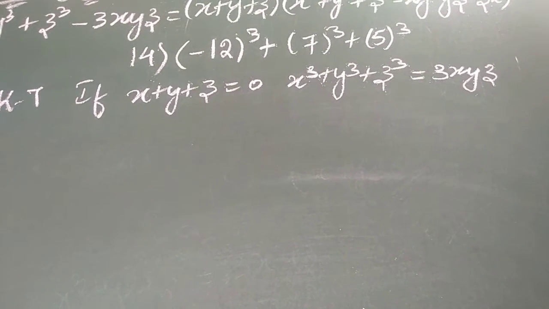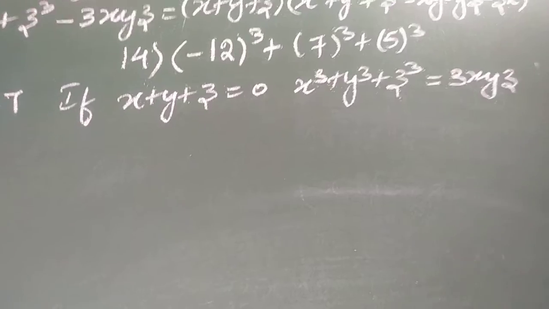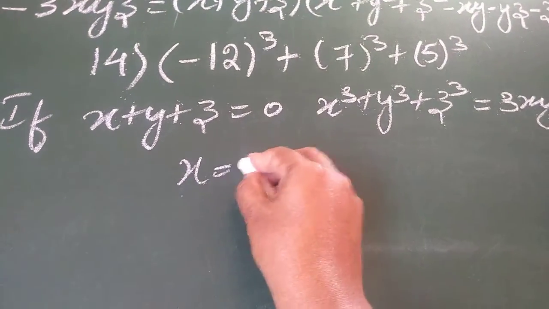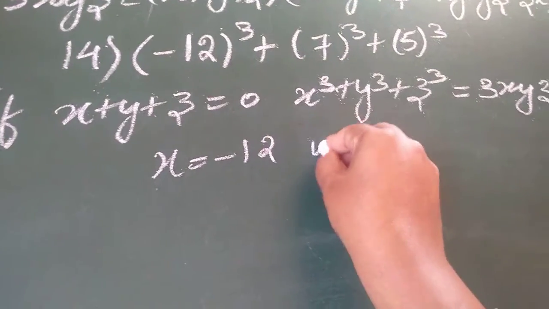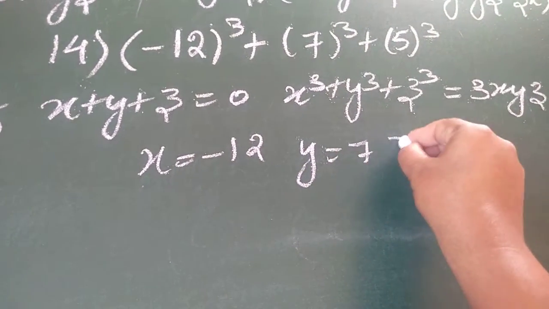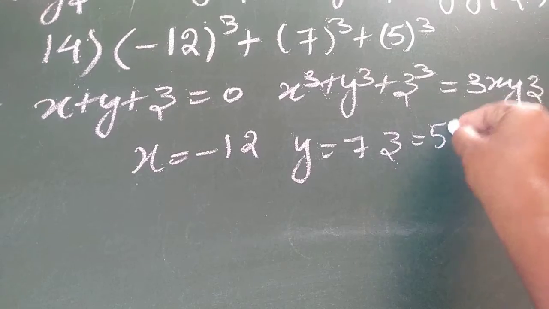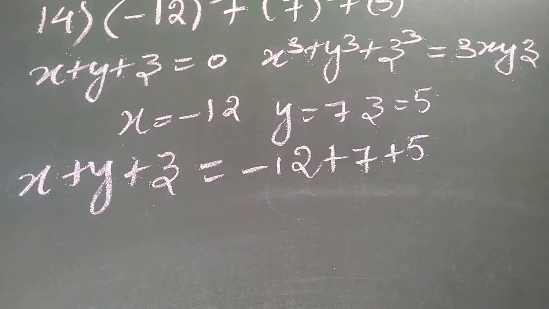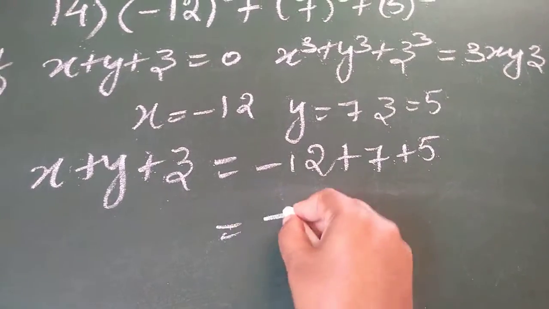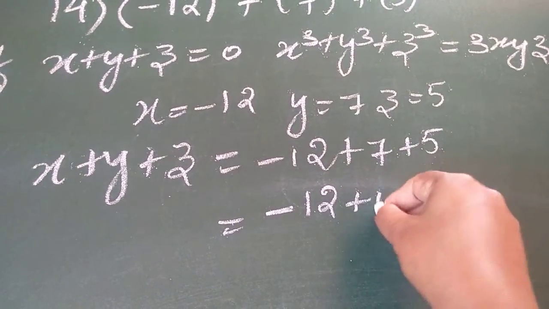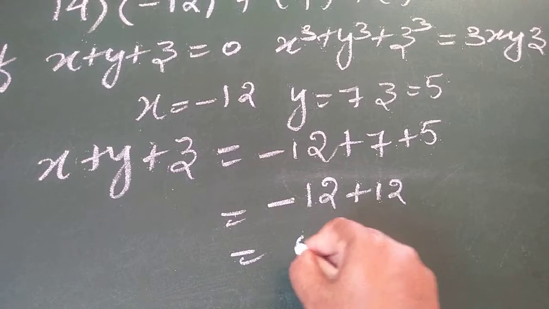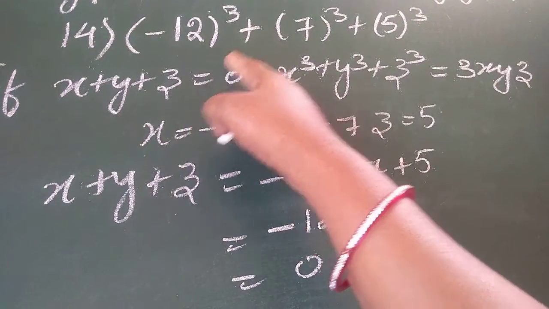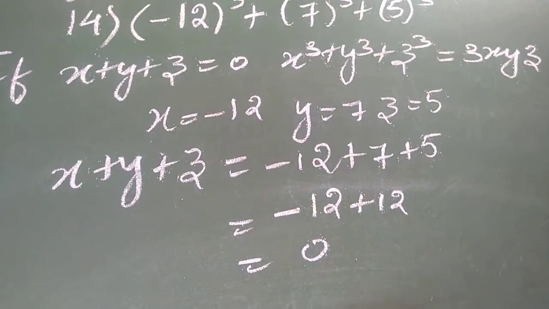Okay, now I am speaking x, y, z, but here x, y, z are not given. So I should consider x as minus 12, y as 7 and z as 5. Now I should add and check whether I am getting 0 or not. Okay, on addition, minus 12 plus 12. Yes, I am getting 0. Now I can use this identity. Already they have given the cubes. Now what is the solution?